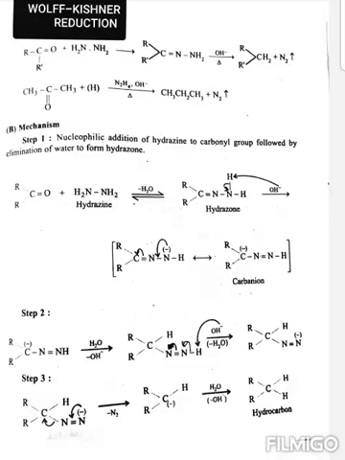So R2C=N-NH2. This is the hydrazone. On this hydrazone, attack of the hydroxyl ion takes place. The OH minus ion attacks the hydrogen present on the nitrogen, with the elimination of a water molecule. There is a formation of an intermediate, and this intermediate is stabilized through resonance to form a carbanion.